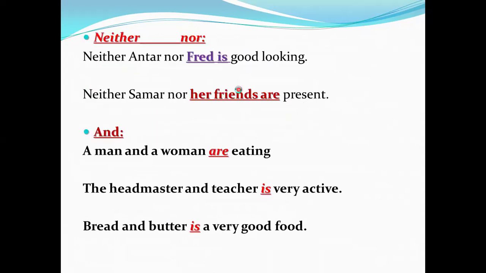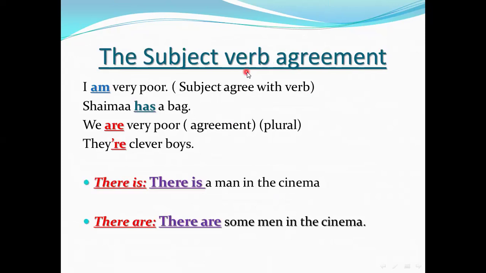We talk about subject-verb agreement, and how the verb agrees with its subject. Like we say, I am very poor. So here the subject agrees with the verb. Shayma has a bag. Shayma is singular, and the verb must be used in the singular form, like this: Shayma has a bag. Here we have agreement in the plural, like we say, we are very poor. They are clever. Toys. Here we have the reason: there is a man in the cinema. There are some men in the cinema. Let's go to another one.